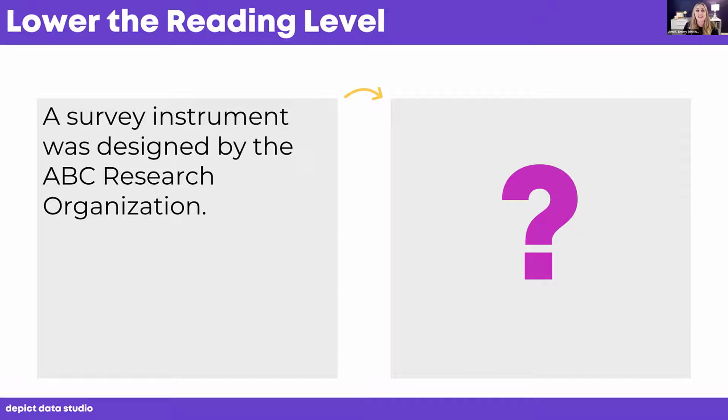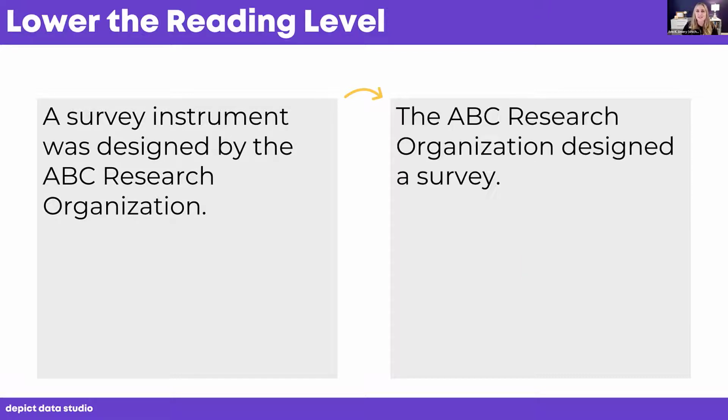Melissa says remove instrument. Yeah, why do we have the word instrument in there? The ABC Research Organization designed a survey. We can do this, right? All you have to do is unlearn everything you learned in college and grad school, which for me was a multi-year process, but hence the point of this conference session, to speed up your transformation as well.